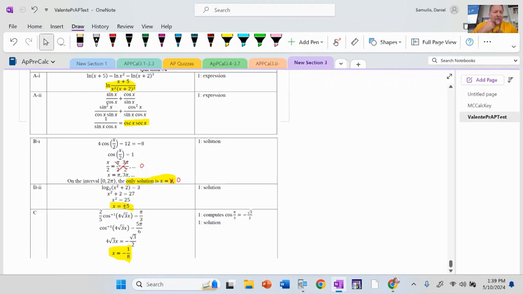Sorry, Valente, but I think I caught something that you did wrong here. So we'll talk about that in B1, where the answer, I believe, is actually zero.